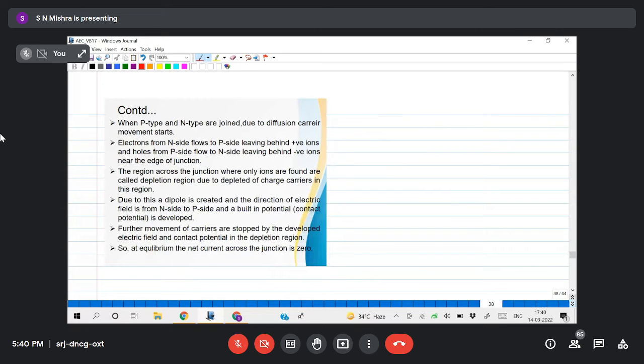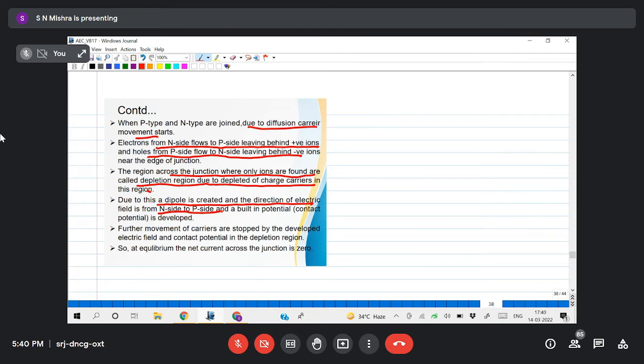So these points are written here. When p-type and n-type are joined, due to diffusion, carrier movement starts. Electrons move from the n side to the p side, leaving behind positive ions, and holes move from the p side to the n side, leaving behind negative ions. The region across the junction where only ions are found is called the depletion region, due to the depleted charge carriers in the region. Due to this, a dipole is created with an electric field directed from the n side to the p side, and a built-in potential or contact potential is developed. Further movement of carriers is stopped by the developed electric field and contact potential in the depletion region. So at equilibrium, the net current across the junction is 0. Clear to all? Yes, sir.